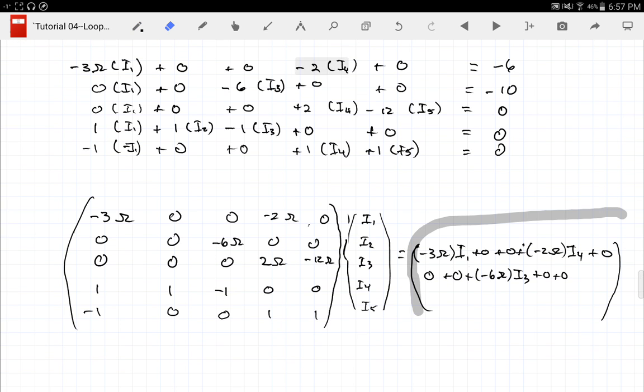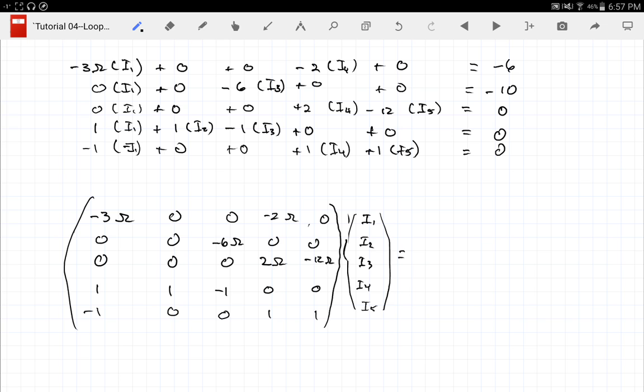And let me erase this. Instead of putting all of the equations out here, let me put what the answers are, because we know what the answers are to each one of these. The answer to the first equation was minus 6 volts. The answer to the second one was minus 10 volts. And the third, fourth, and fifth were all 0. So now I have a linear algebra representation of that set of equations.